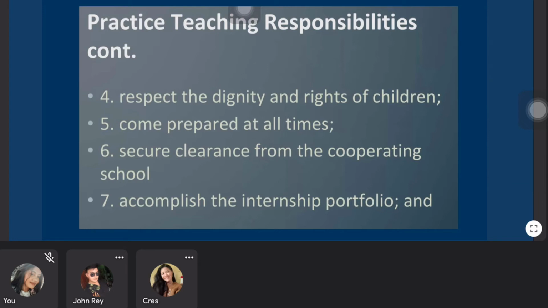And then come prepared at all times. Dili kay magkaratol-ratol na ta in preparing our visual aids or presentations. So we should always be prepared at all times. This is also for our own good naman po. Next, secure clearance from the cooperating school. And then accomplish the internship portfolio, and internship portfolio will be discussed further later on.